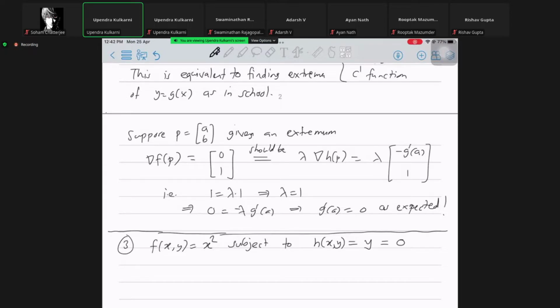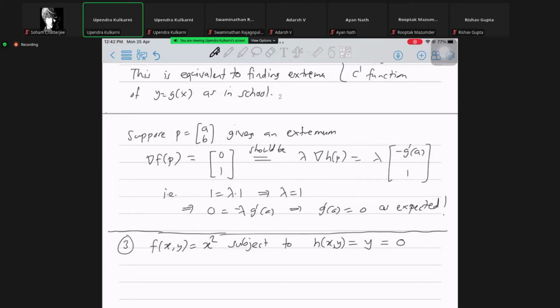So this is a function of two variables, x and y, right? I am restricting it to y equal to 0. In other words, the domain has now just become the x-axis, correct? And the function is x squared. Does it have an extremum? Yes, sir, it has a global extremum at x equal to 0, right? This is a very silly example, correct?